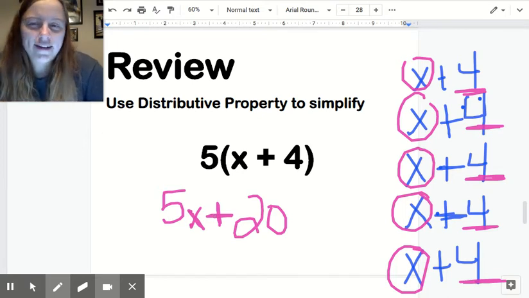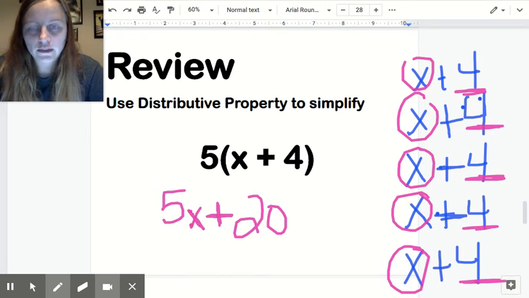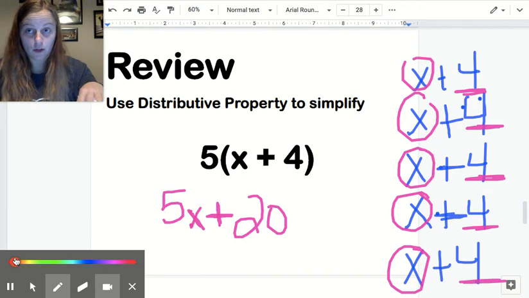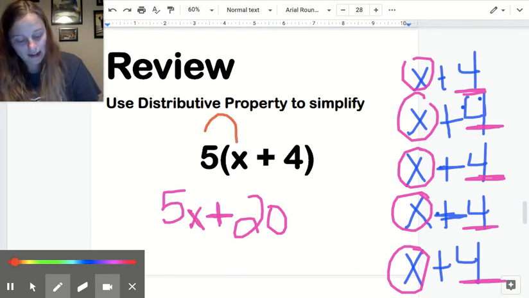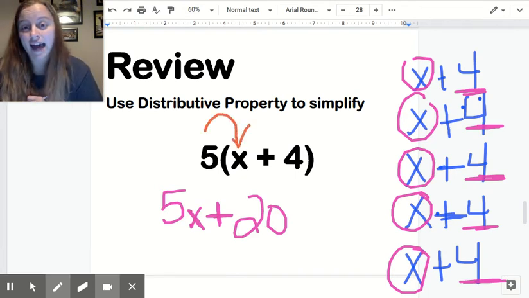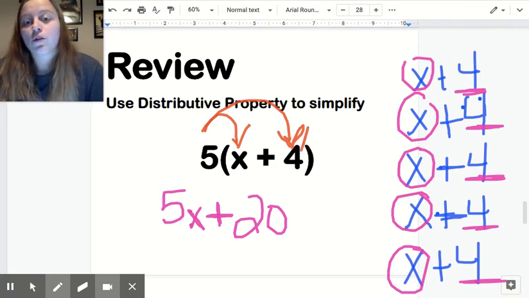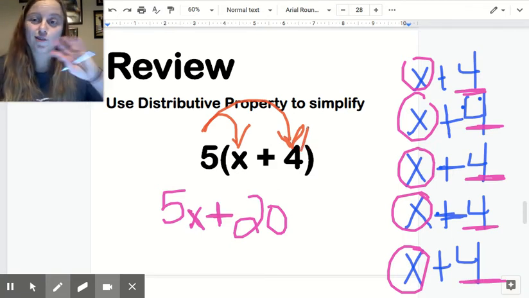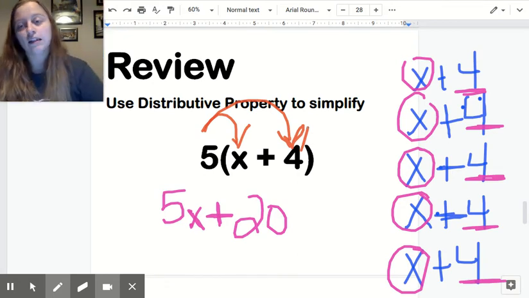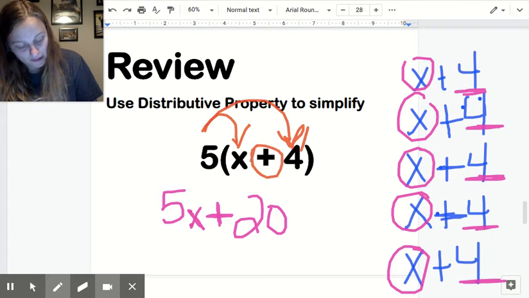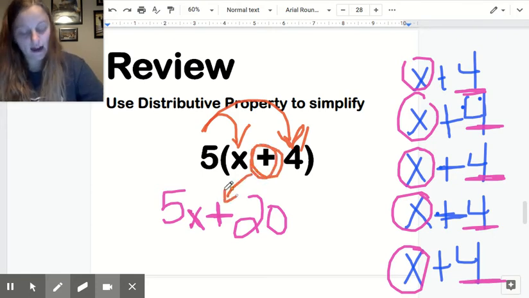Now, what if that number 5 was like a 40? Are you going to write x plus 4 40 times? No. There's a quicker way to do the distributive property than writing it out like we did over there. This is saying I have 5 x's, so 5 times x gave me 5x, and 5 times 4 gave me 20. This is called the distributive property. I'm distributing the 5 to everything inside the parentheses. And then whatever my symbol is in the middle, I just carry that straight down.